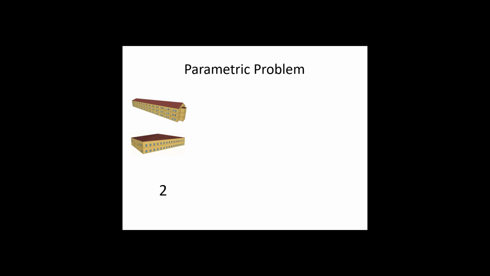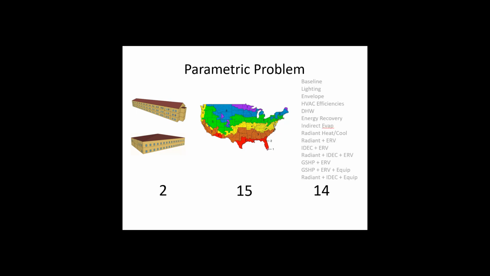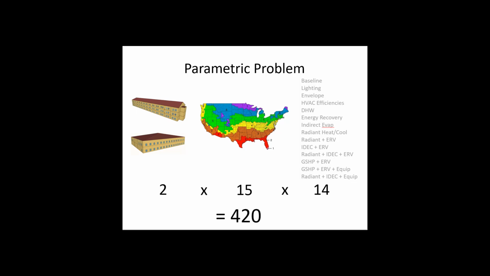An example of a parametric problem: if we have two building geometries, but we want to model those two buildings over 15 different climate zones in the United States, and we also want to evaluate 14 different design alternatives, like an efficient lighting alternative, better envelope, HVAC efficiencies, and so forth, that comes out to 420 different models that we would have to create. So it makes sense to do this in a systematic, programmatic way so that we don't have to manually change the inputs every time.